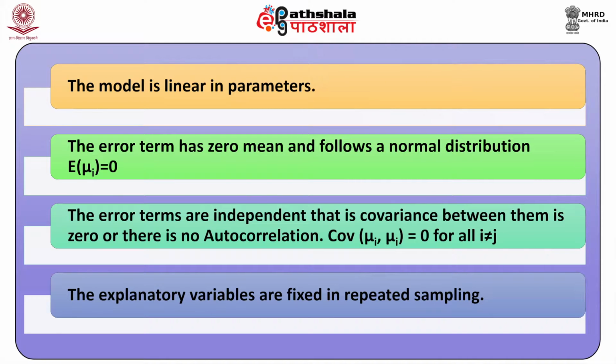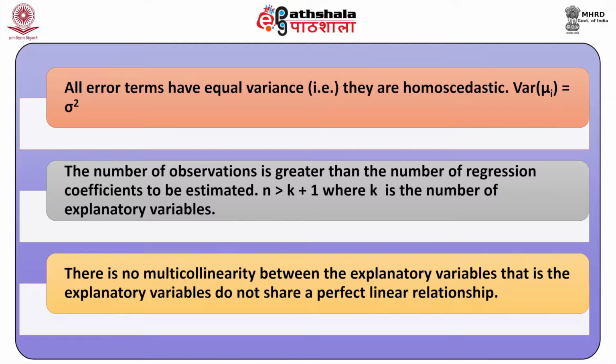The error terms are independent, that is, covariance between them is 0 or there is no autocorrelation: Cov of mu i, mu j is equal to 0 for all i not equal to j. The explanatory variables are fixed in repeated sampling. All error terms have equal variance, that is, they are homoscedastic: variance of mu i is equal to sigma square. The number of observations is greater than the number of regression coefficients to be estimated: n is greater than k plus 1, where k is the number of explanatory variables.